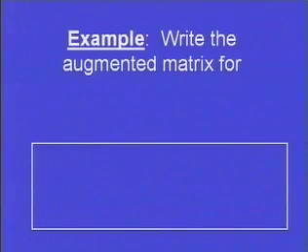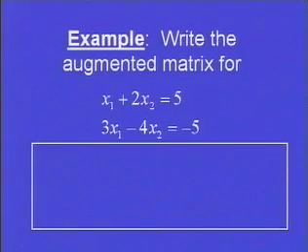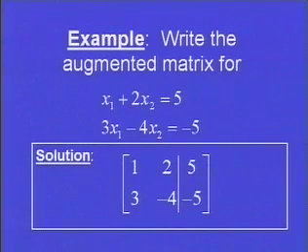As an example, write the augmented matrix for this system. x1 plus 2x2 is equal to 5. 3x1 minus 4x2 is equal to negative 5. We want to put the coefficients on the left. So the 1, the 2, the 3, and the negative 4 are on the left. Then I put a line, and the 5 and the negative 5 are on the right.